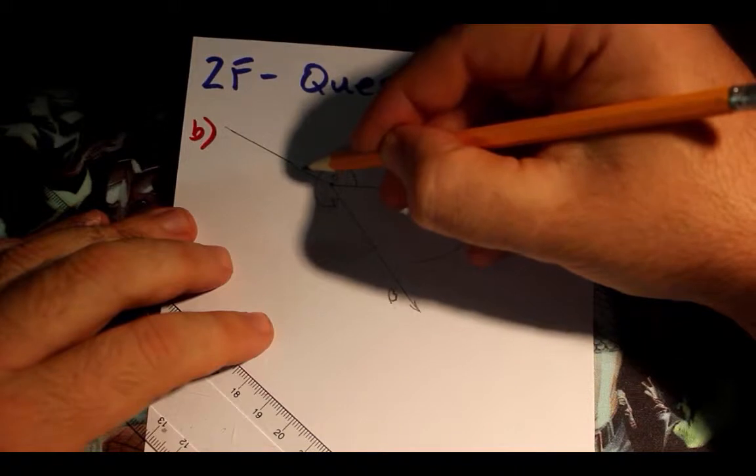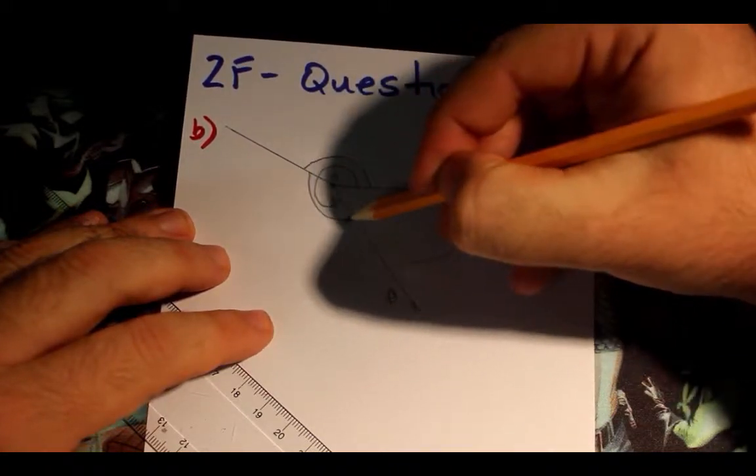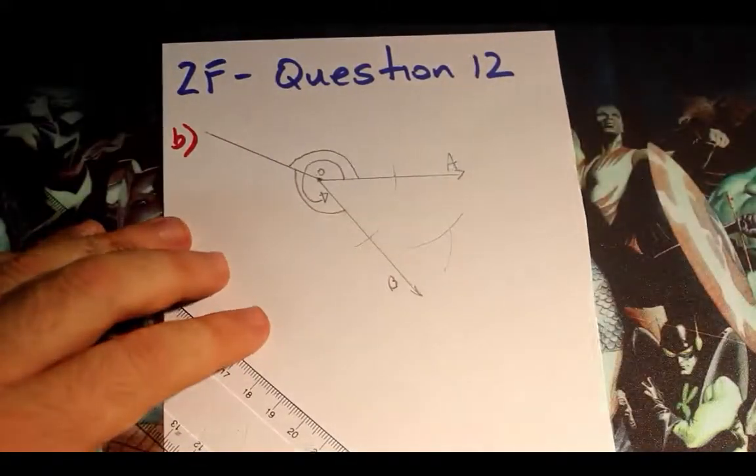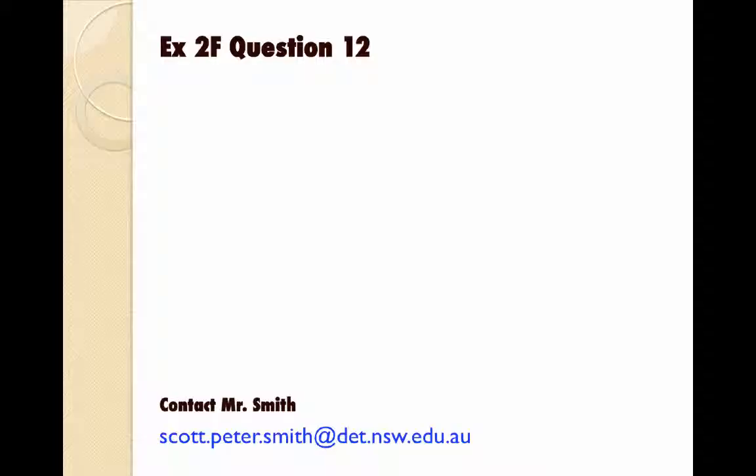And this angle here is exactly the same size as this angle here, because I've bisected my reflex angle. And that's how you bisect it. Time for you now to go and try exercise 2F question 12 and answer any questions that they might have, as well as doing the constructions.